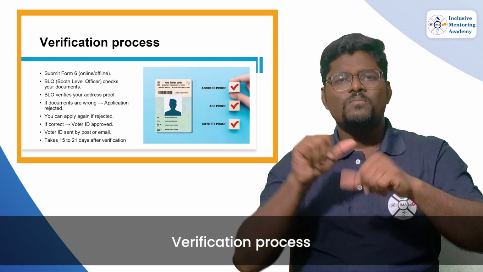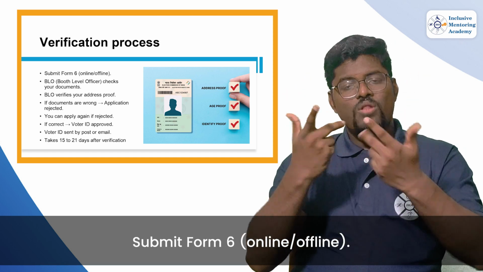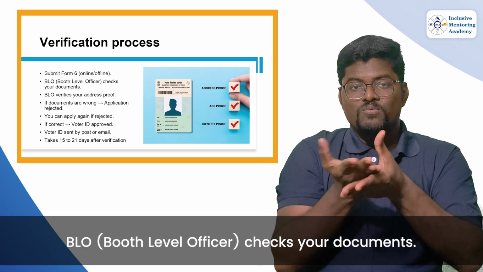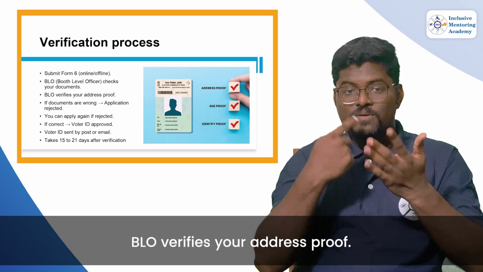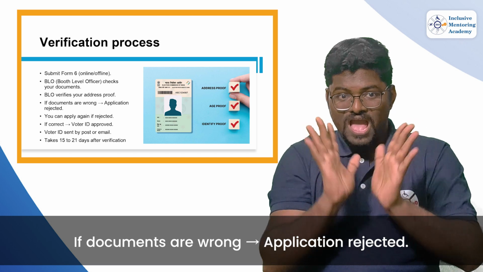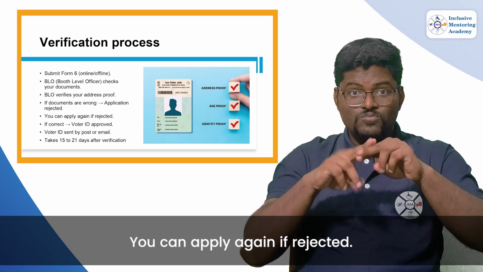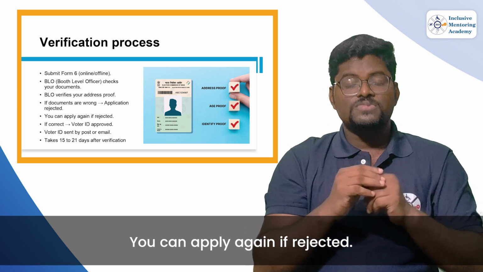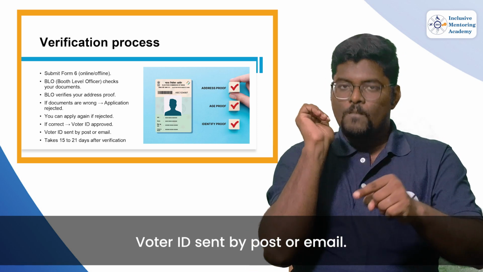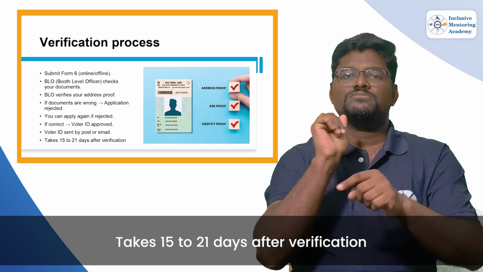Verification process. Submit Form 6 online or offline. The BLO, Booth Level Officer, checks your documents. The BLO verifies your address proof. If documents are wrong, the application is rejected. You can apply again if rejected. If correct, the voter ID is approved. Voter ID is sent by post or email. It takes 15 to 21 days after verification.